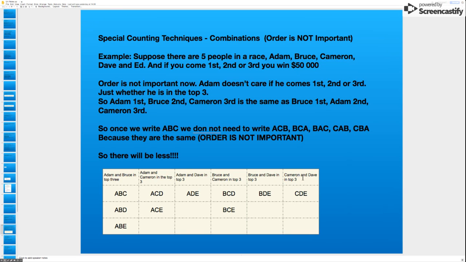And the last one, if we look at Cameron and Dave in the top 3, so we've already got 2 of them, Cameron and Dave. We don't need to count Bruce. We don't need to count Adam. They're already covered over here. So if Cameron and Dave are in the top 3, then the only other way we can do it is Cameron, Dave, and Ed. So suddenly there is a lot less. And if we count them all up, there should be 10.